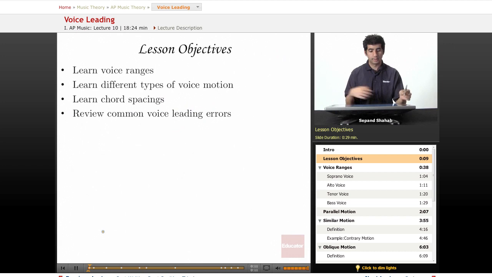So the objectives for this lesson, before we get into connecting triads together: we're going to learn the voice ranges, and then we're going to look at the different types of voice motion that can occur between two or more voices. And then we're going to learn a little bit about chord spacings. And then we're going to look at some common voice leading errors based on the things we've covered in this lesson.